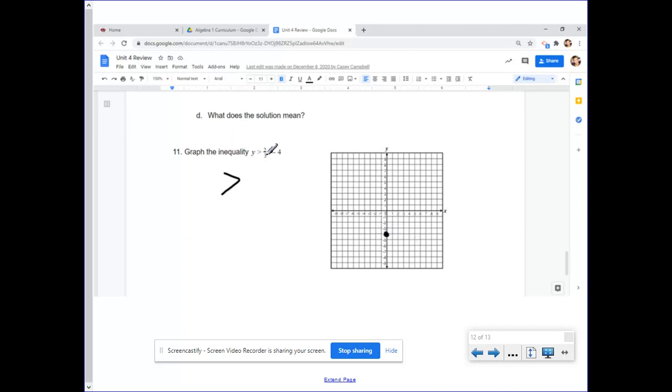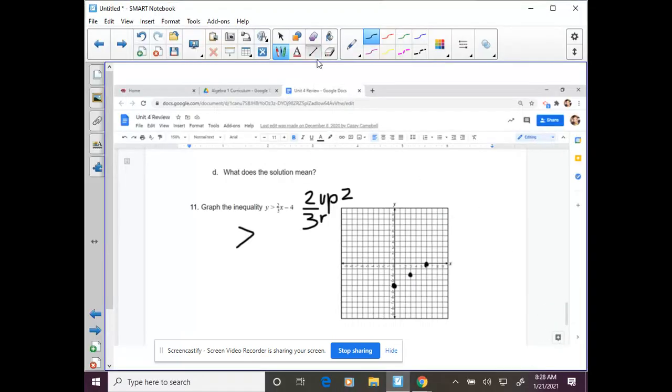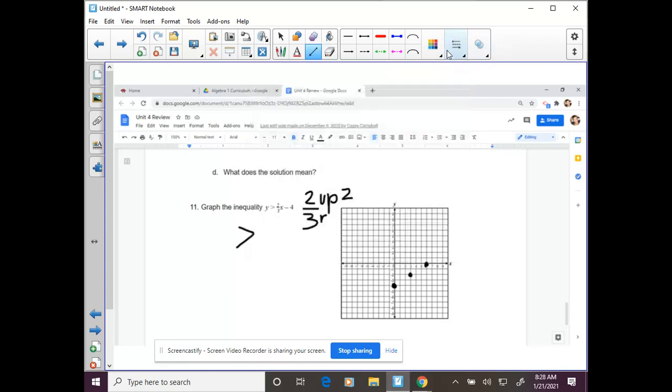Then I already have a fraction. My fraction's already 2/3. That means I'm going up 2 and right 3. So from this point up 2, right 1, 2, 3. Up 2, right 1, 2, 3. You only have to put 2 points. I just put 3 just because. Then you look at your sign and decide, do I need to have a dotted line or a solid line? If it's greater than like that, it would be a dotted line or a dashed line, whichever way. I don't know why it's red, but there we go.